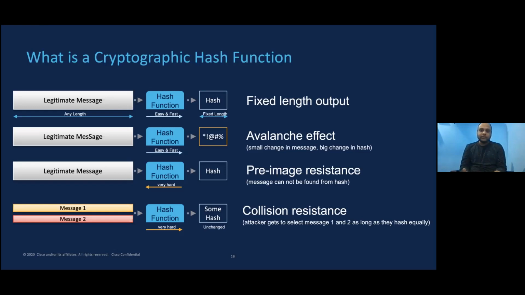And the avalanche effect is that even if you make a small change in your input, it will have a big change in the output. So you can take a hash of 2 files, and even if you change a small character in one of them, the output of the hash is going to be a big difference that you can see.